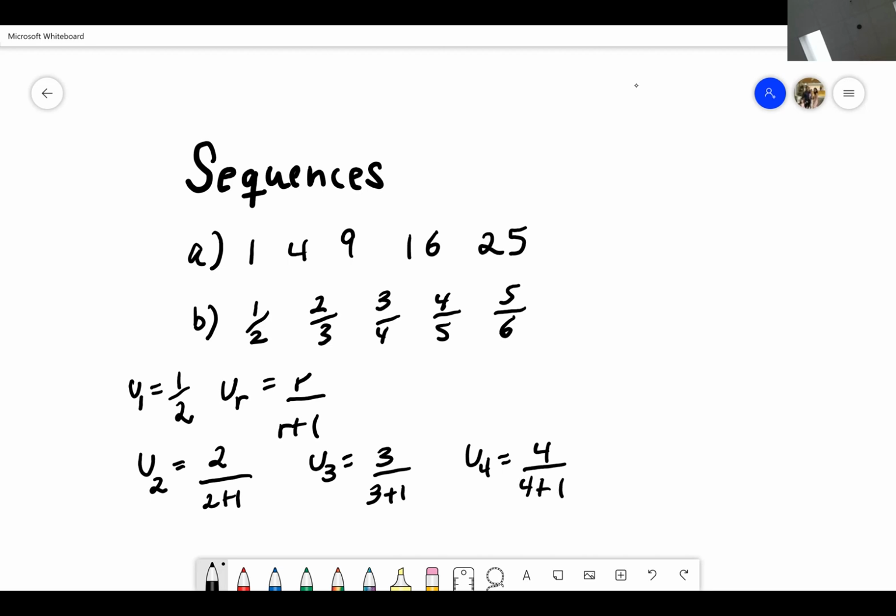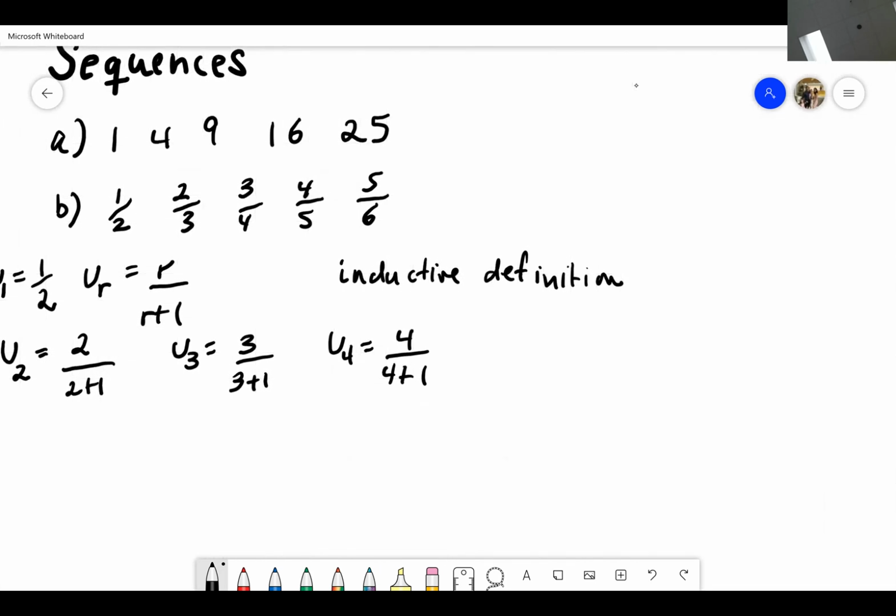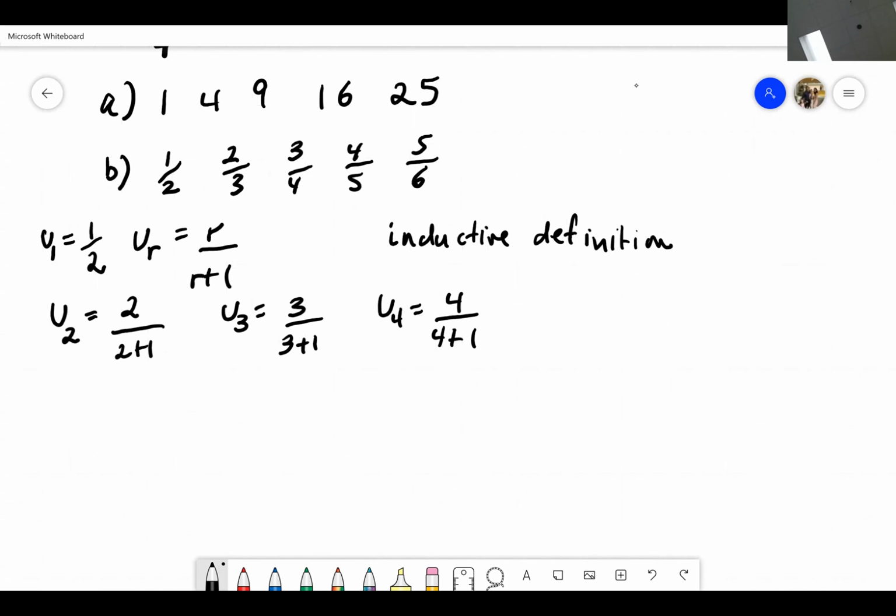And defining something like this, we say this is an inductive definition. That's what we say. And again, this is not something that we're used to doing. It feels really artificial.